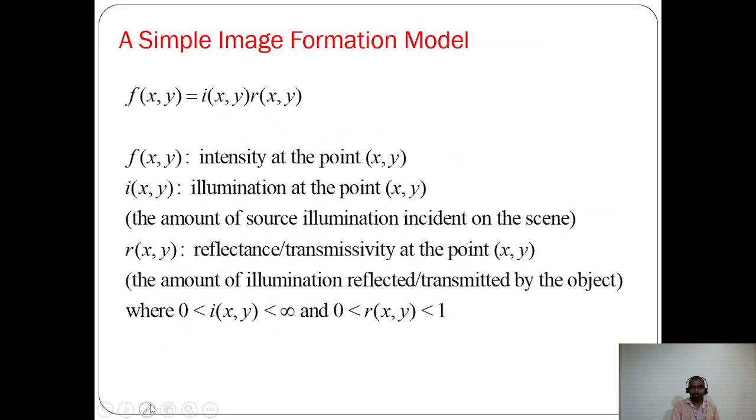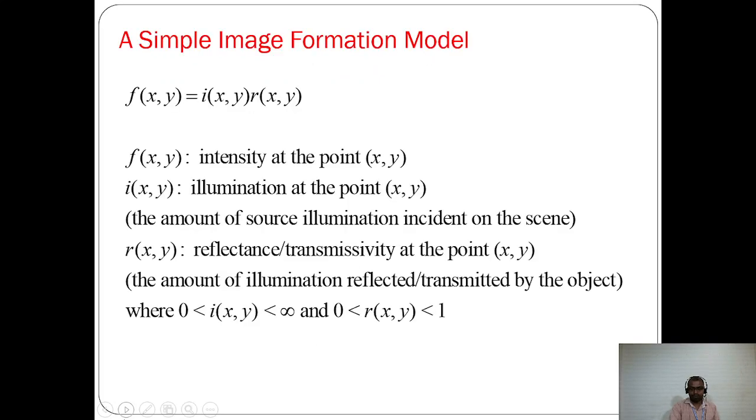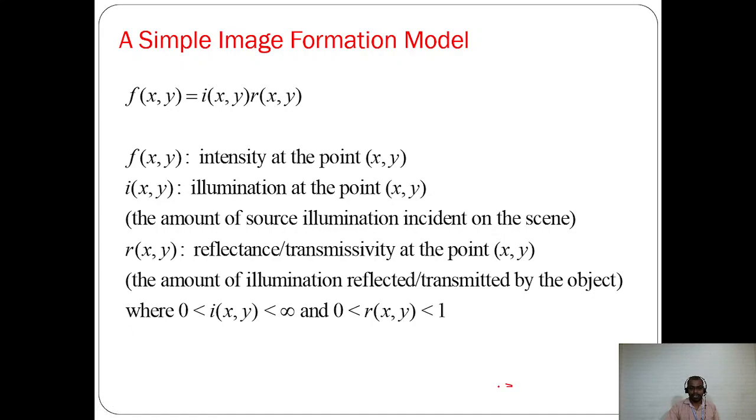Now the image formation model is given as follows. f of x comma y equal to i of x comma y into r of x comma y. So it is a simple image formation model.